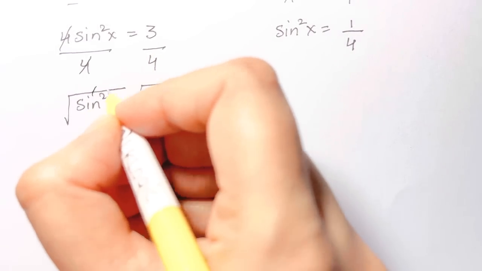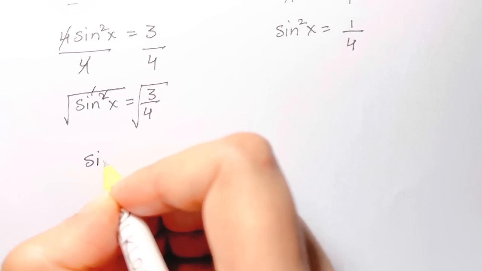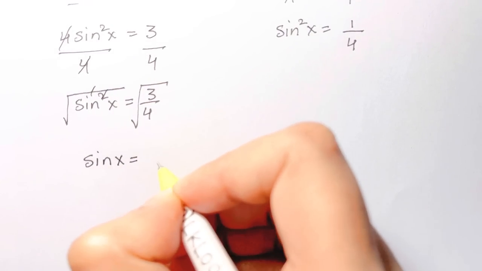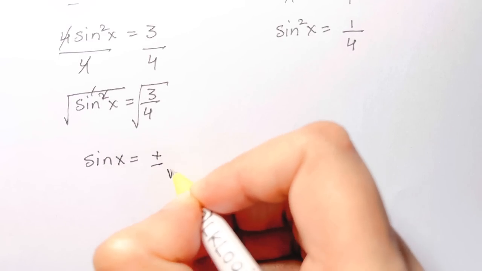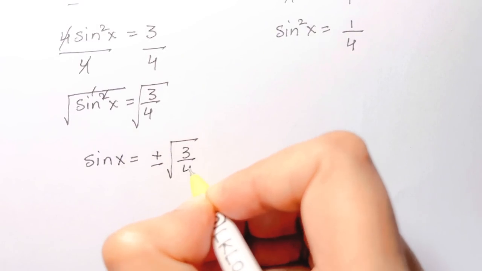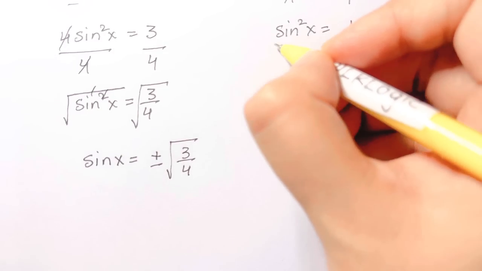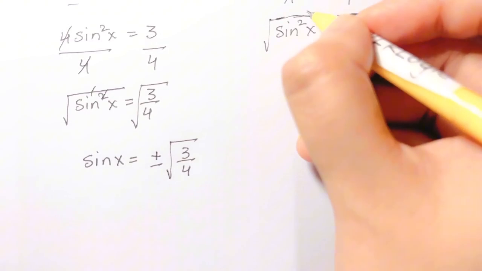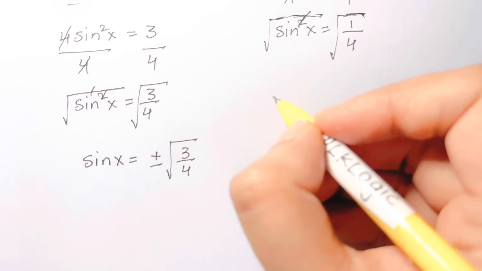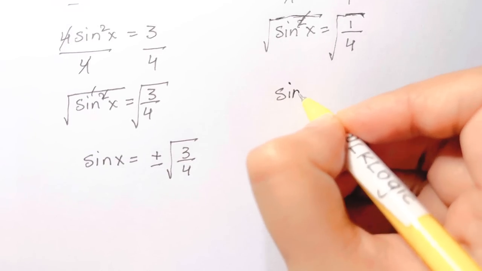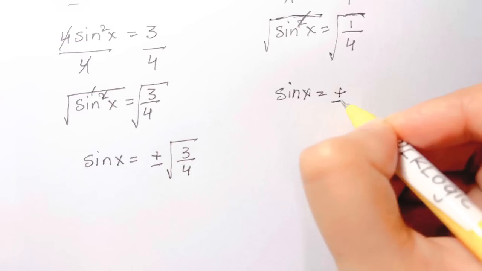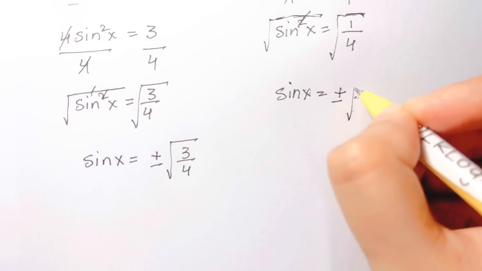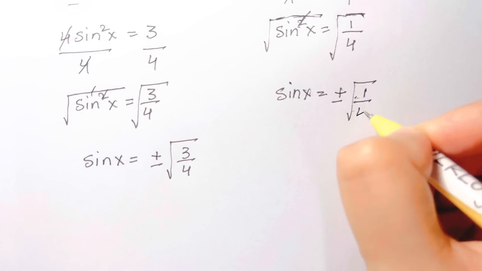So this and this gets eliminated. We are left with sine x is equal to plus or minus square root of 3/4. And here we take square root. So this and this gets cancelled. So we are left with sine x is equal to plus or minus square root of 1/4.